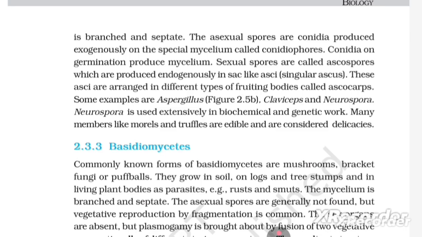Sexual spores are called ascospores, which are produced endogenously in sac-like asci, single ascus. These asci are arranged in different types of fruiting body called ascocarp. Some examples are Aspergillus, figure 2.5b, Claviceps, and Neurospora. Neurospora is used extensively in biochemical and genetic work. Many members like morels and truffles are edible and are considered delicious.